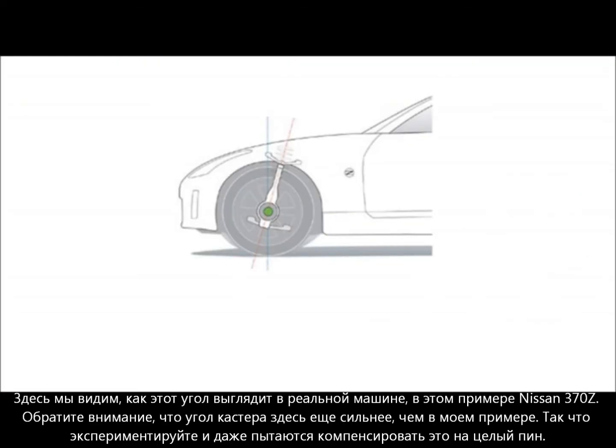In this picture we can see how this angle looks in a real car. In this example it's a Nissan 370Z, and notice that the caster angle here is even more extreme than in my example. So experiment, and maybe even try to offset it by a whole stud and see what happens.